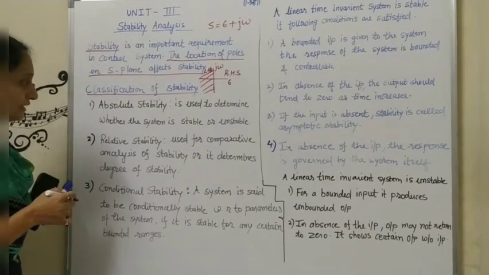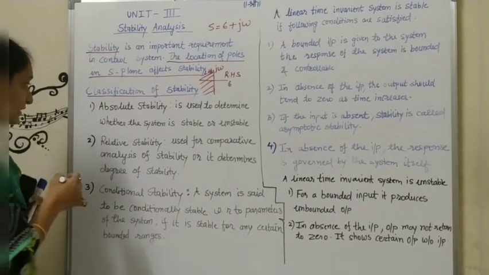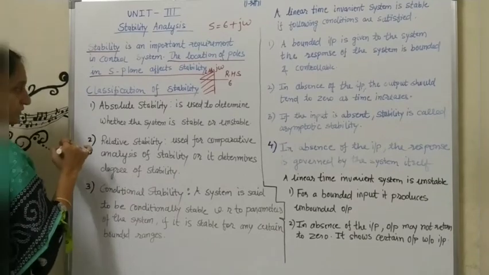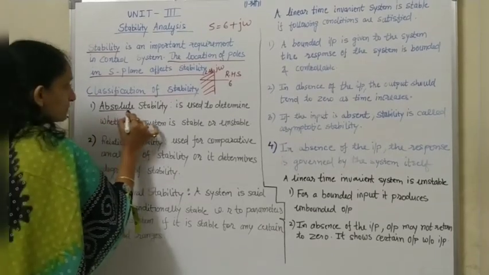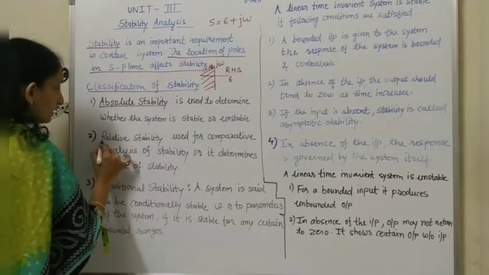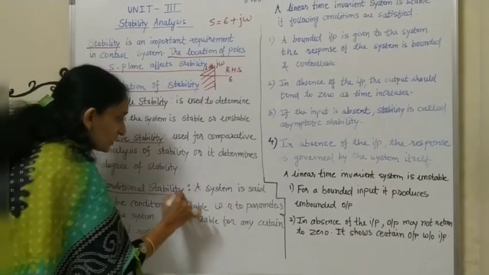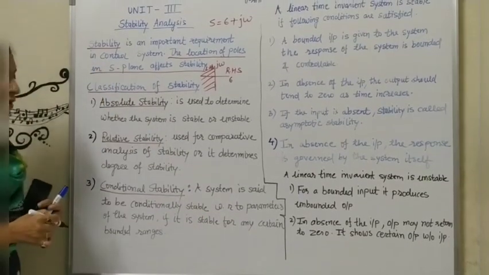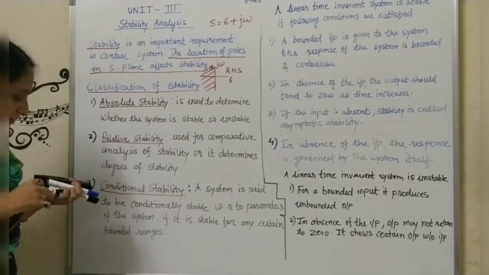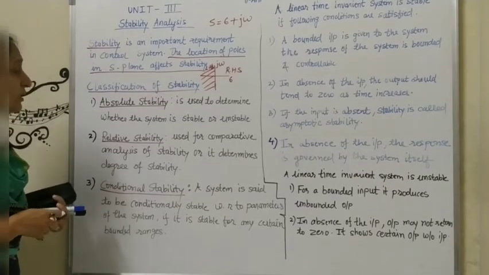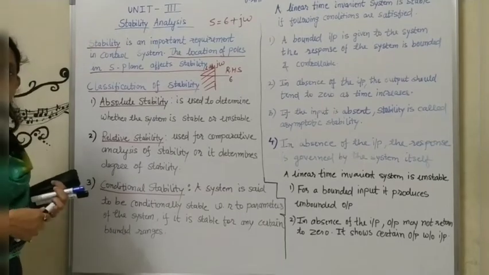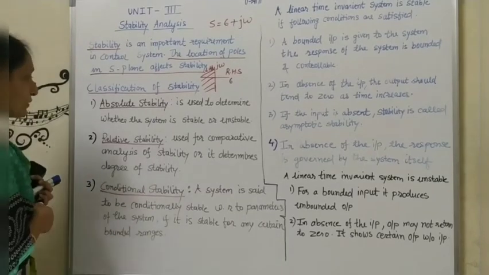Then next, classification of stability. Basically, stability is divided according to these three classifications. Number 1, absolute stability. Number 2, relative stability. And number 3 is conditional stability. Depending on these three, we have to determine the stability of the system.